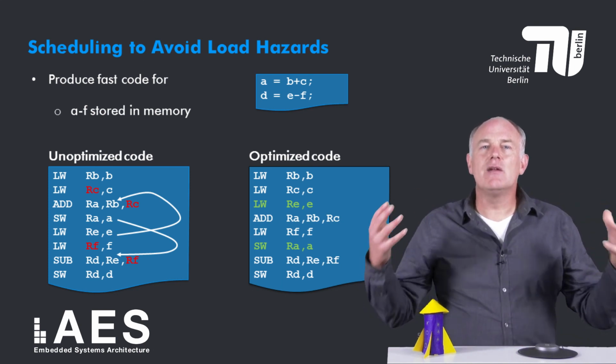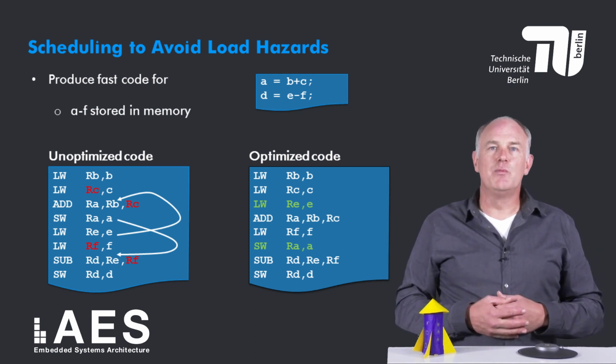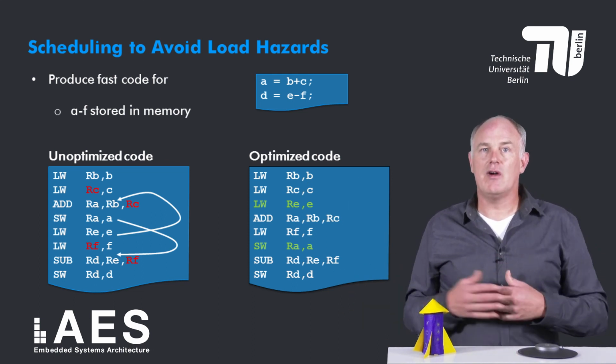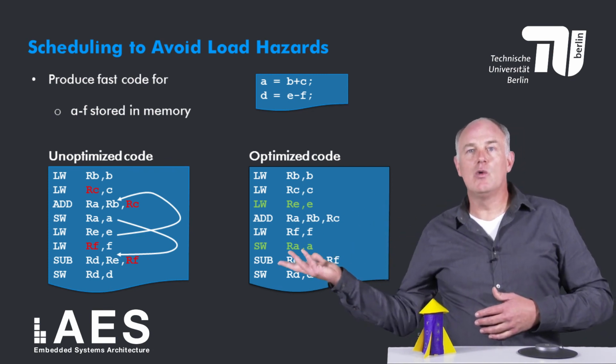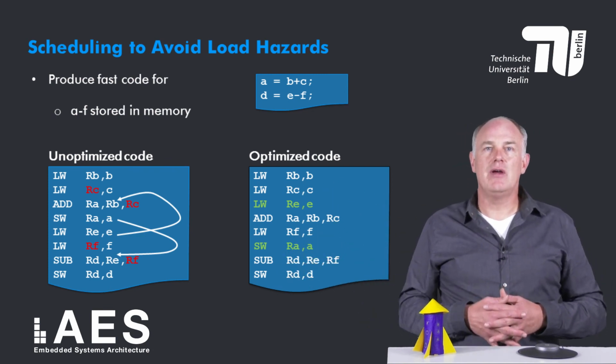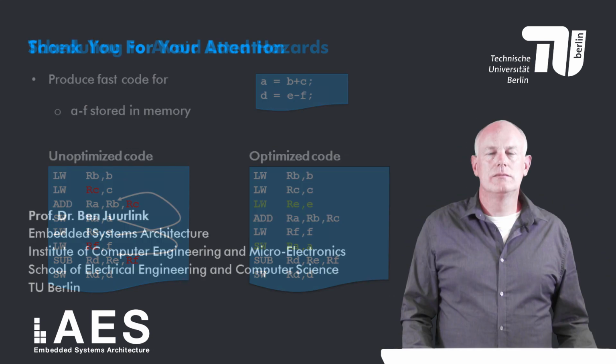This is how the final optimized code looks. The load to register RE is moved between the load to RC and the use of RC, and the store of register RA is moved between the load to RF and the use of RF. In both cases, this is indicated by the green color.